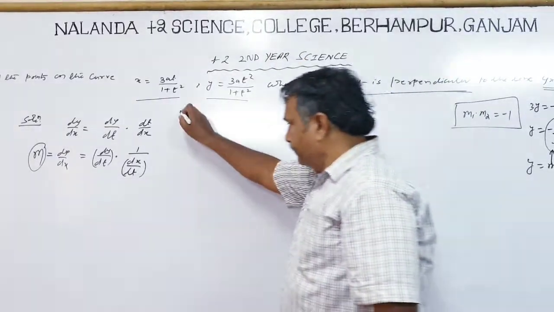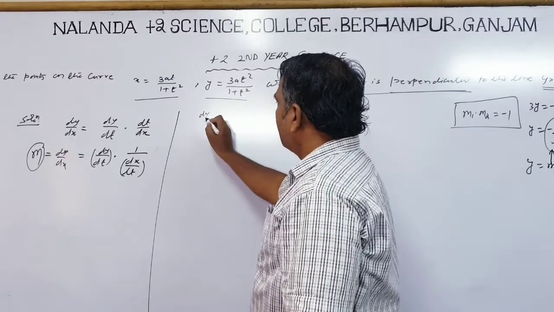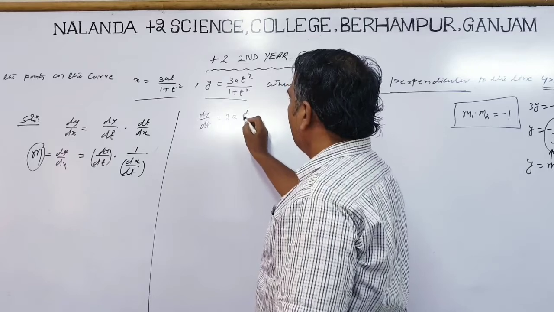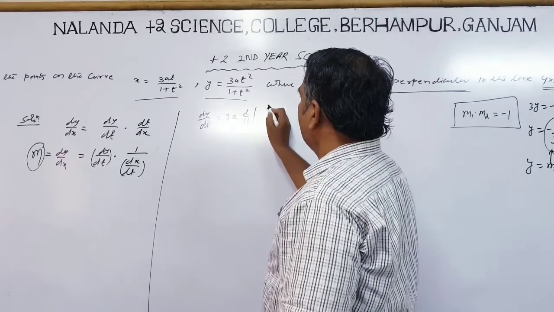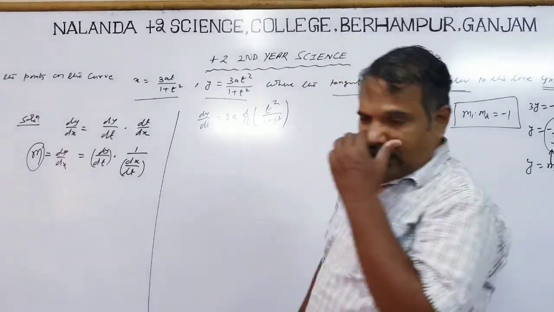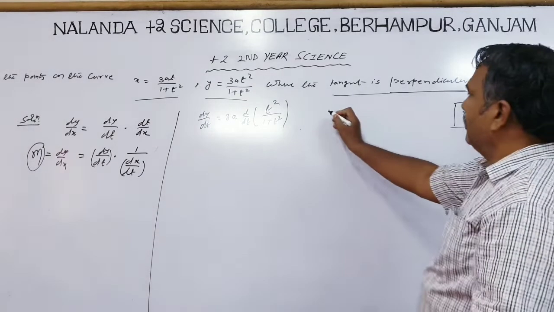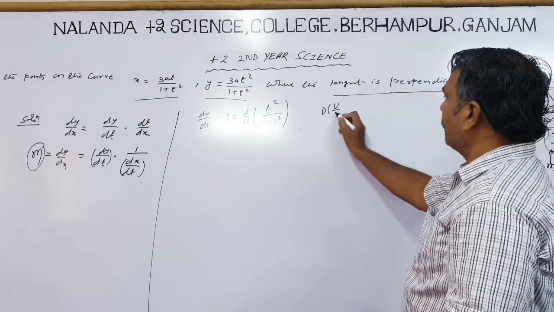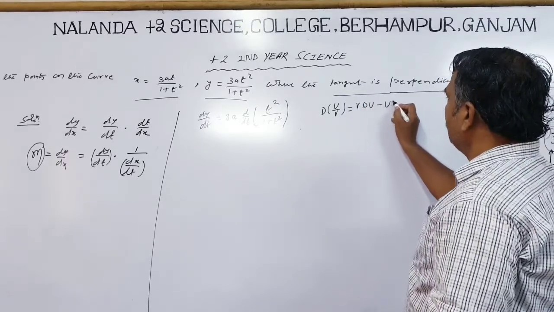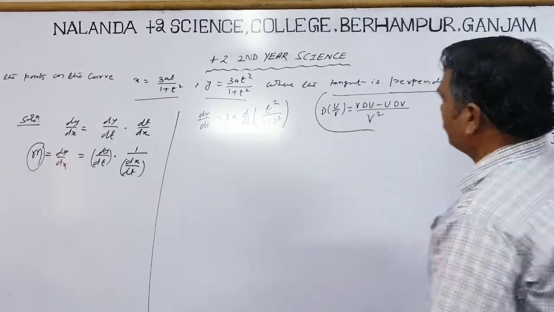Okay. Now the calculation. Now here y equal to this one. What is dy by dt? Now 3a is constant, and the derivative of t square by 1 plus t square. Okay, in the last class we already discussed the derivative of u by v. We know the formula: v into du minus u into dv, by v square. This is the formula. Yes or no?